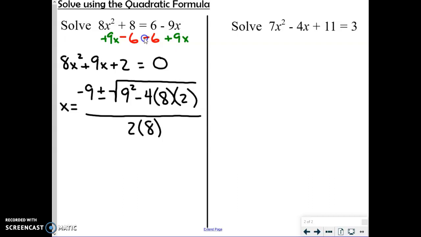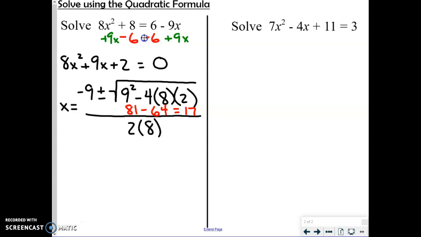So now we find the value of our discriminant, what's underneath the square root. So in this case, that would leave us with 9 squared, which is 81, minus 4 times 8 times 2 is 64, and 81 minus 64 is 17. 17 is not a perfect square, which is okay. There's no problem. All we have to do now is realize that our answer is going to contain an irrational number. It's going to contain the square root of 17. And the denominator, 2 times 8, is 16.